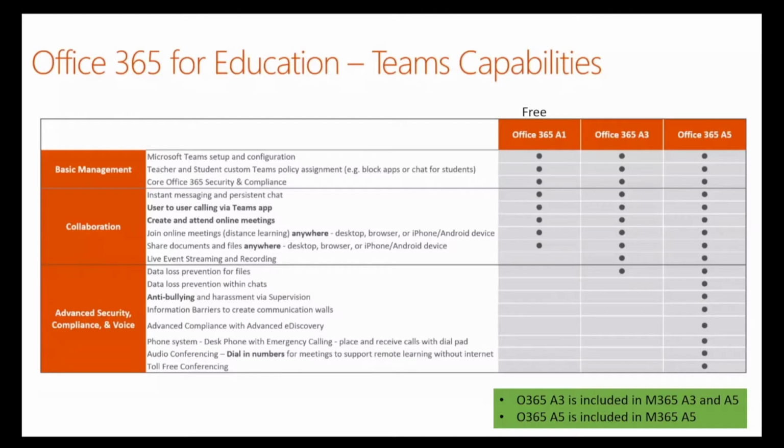The next bundle, included with Office 365 A3, gives you two things really: live events capability and some initial data loss prevention for files. You could set retention settings and those pieces. So, do you need A3? Do you need live events? Do you need data loss prevention?